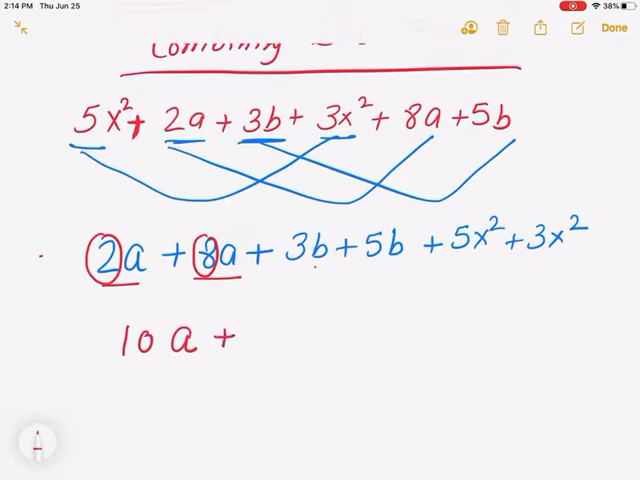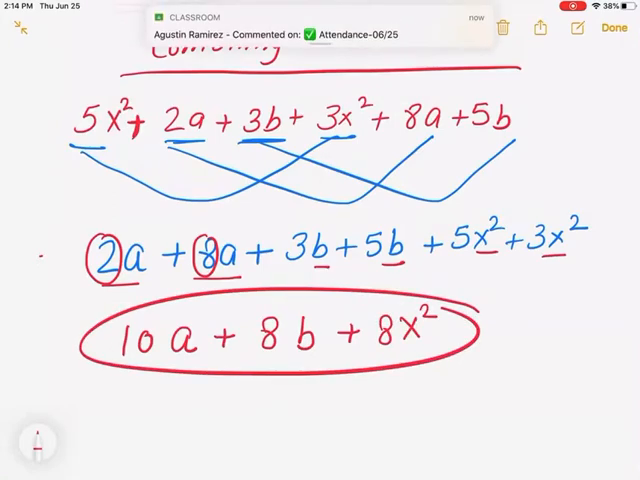Let's move on to b's. Again, b would stay the same, so 3 added to 5 becomes 8b. Last one, x squared, the variable would stay the same. 5 added to 3 becomes 8x squared, and done. Here you go. So that's how we deal with combining like terms.